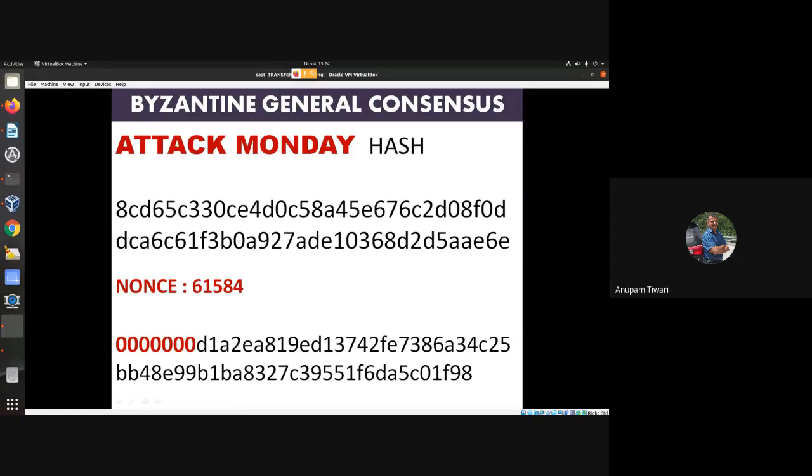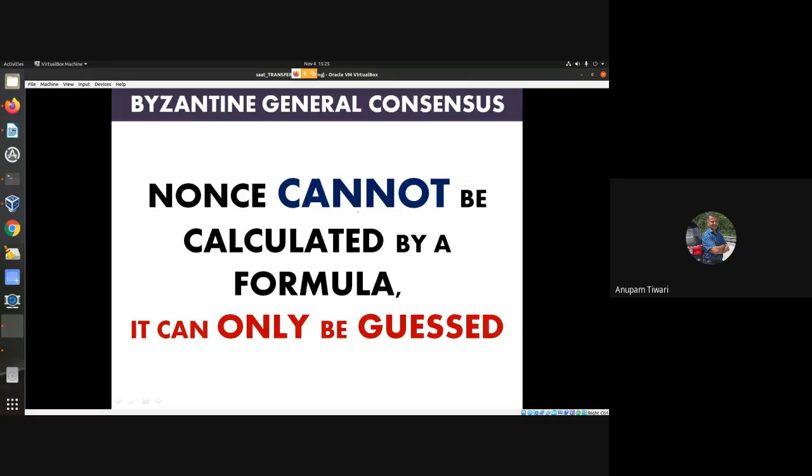Now this calculation of nonce is not a very easy thing. So Army 1 has taken computational effort to find this nonce. Now there is no formula for it. You have to do exactly permutations and combinations. Otherwise, in the simple manner, you keep taking hashes and depend on luck and various factors until you finally get a number prefixed by 7 zeros. So in this case, they find the nonce 61584 and they give it to the messenger. Nonce cannot be calculated by formula, it can only be guessed.